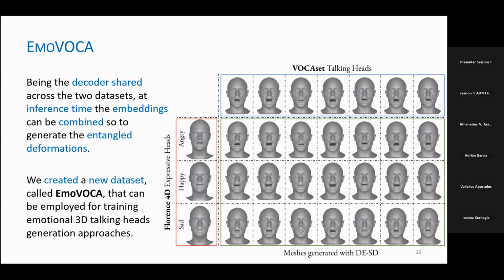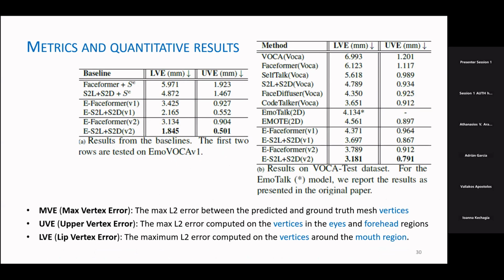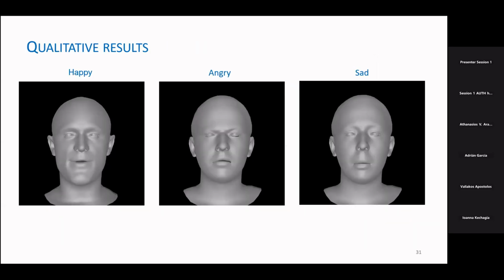And here you can see some results that we can obtain training some other methods with these new sequences, these entangled sequences with both emotions and talking head. And so we can see that using these two datasets is also capable of reducing the reconstruction error, the error between the generated sequences and the ground truth. And here we can see some examples.